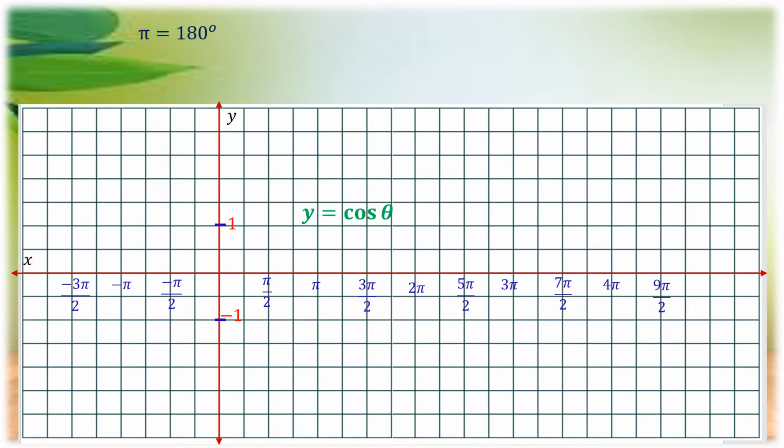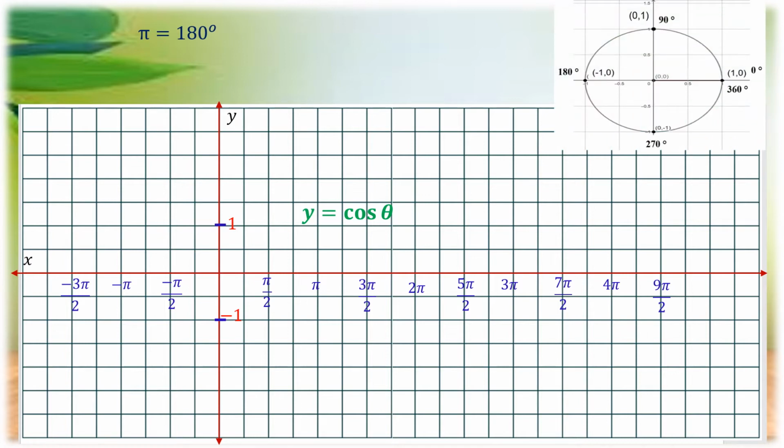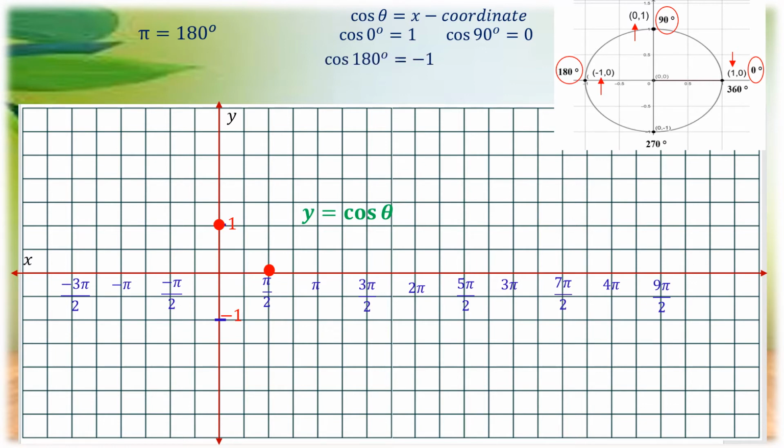The next one would be the graph of y is equal to cosine theta. So in here, we are going to base our answer on the unit circle. So remember that cosine theta is equal to the x coordinate. So cosine 0 degrees would be equal to 1. And then cosine 90 degrees would be equal to 0. Then next, cosine 180 degrees would be equal to negative 1. And then cosine 270 degrees would be equal to 0. And then we have a full circle. So we have cosine 360 degrees, which is equal to 1.